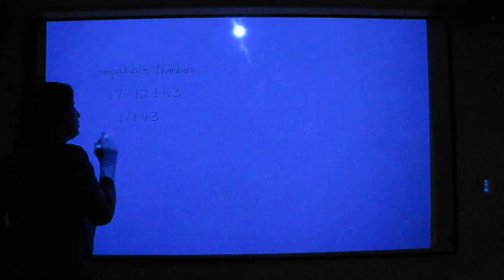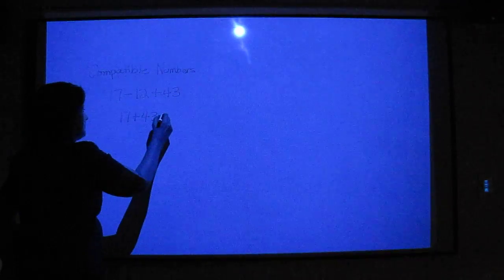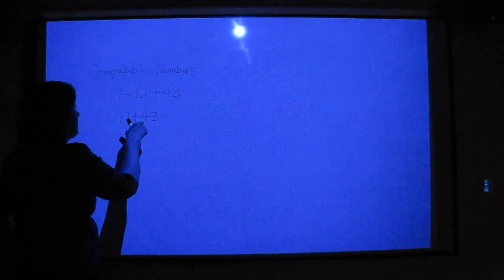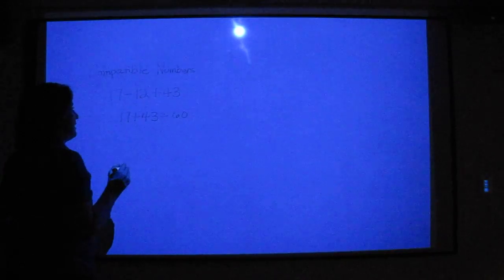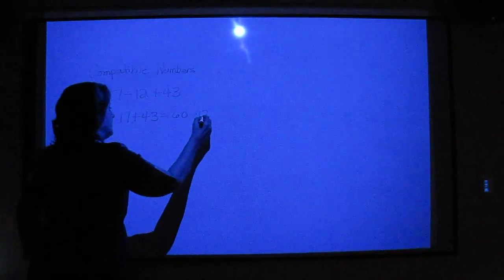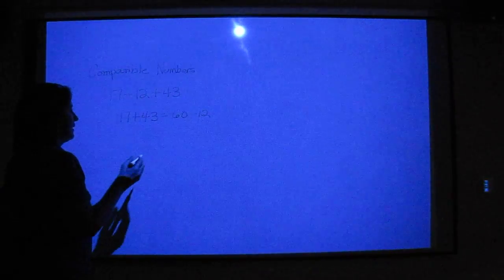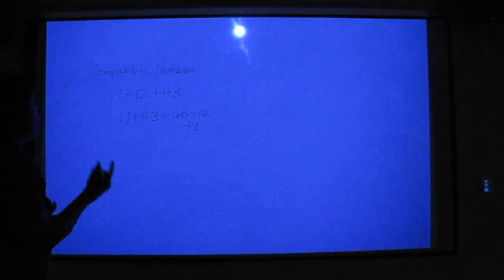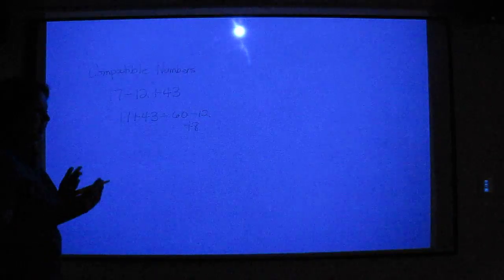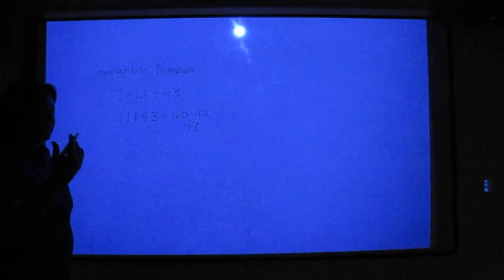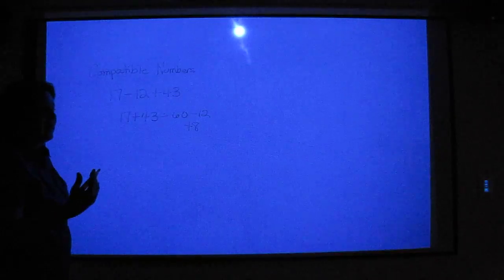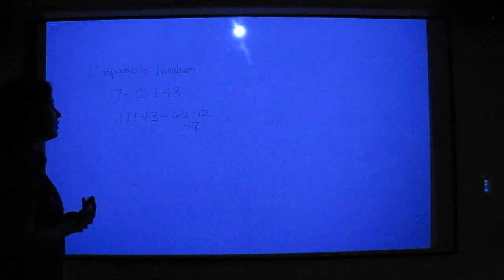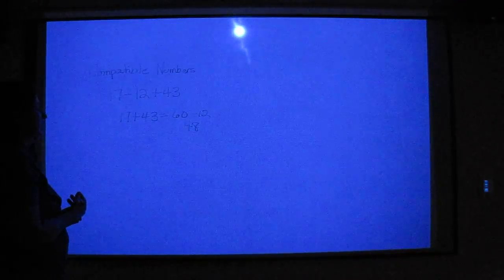Now, when I'm doing this for real, I'm not writing it down. This is to show you what I'm thinking. 17 plus 43. 7 plus 3 is 10, 50 equals 60. And then I can very easily subtract 12, okay, which would be 48. So the goal in compatible numbers is to find two numbers that you can add that will equal a 10. If not, second best, find two numbers that will equal a 5, which both of those are easier to work with than any other combination of numbers.